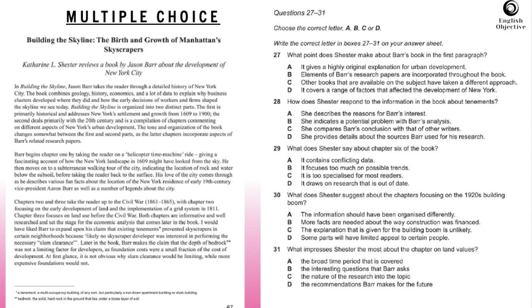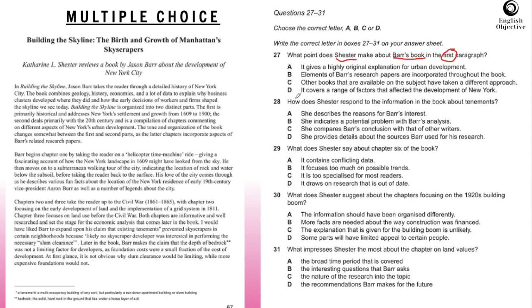So the first thing that we have to do is just go through the first question. I'm going to read just the question and I'm going to highlight the most important keywords. So question 27, what point does Chester, so there is a Chester, making about Barr's book in the first paragraph? Those would be my keywords. And although I haven't read the text before, I could see that these are both names and it's going to be about a book.